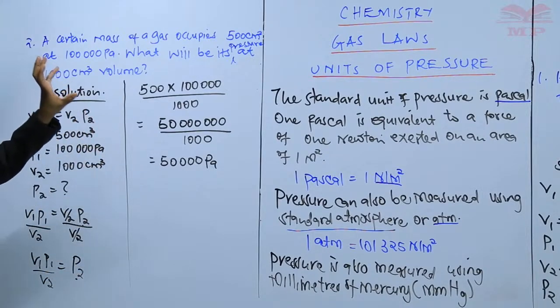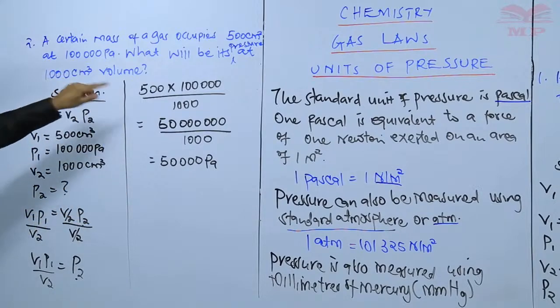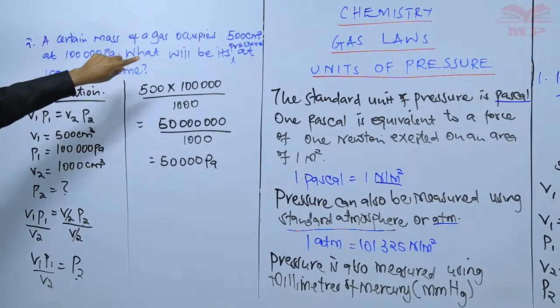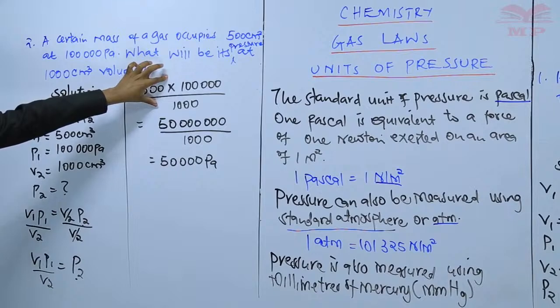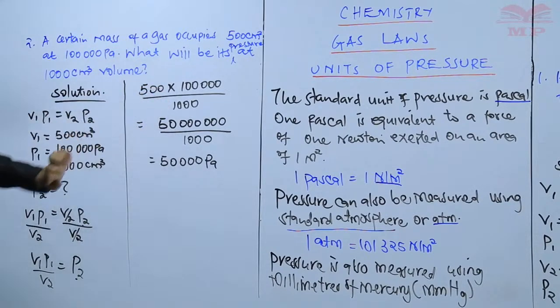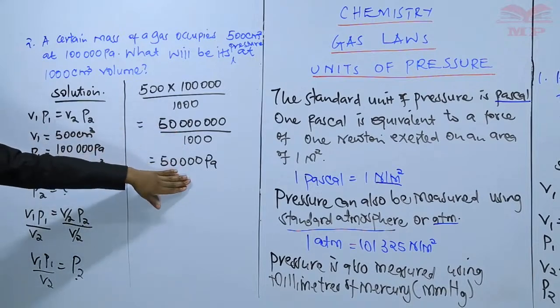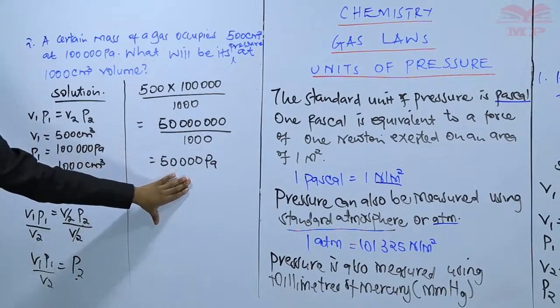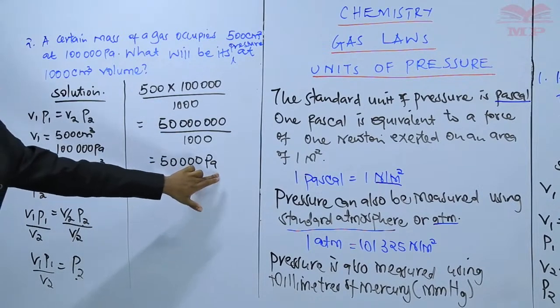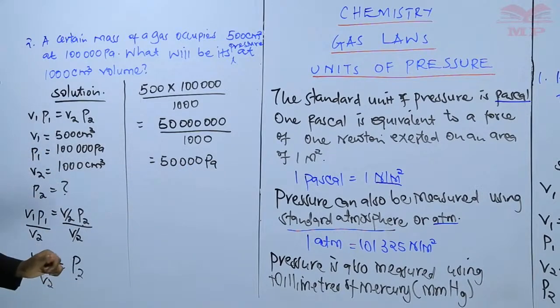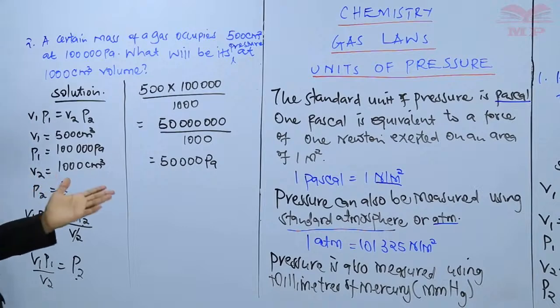And you now do the substitution. V1 is 500 centimeters cubed. Then you multiply by P1, which is 100,000 pascals. Then you divide by 1,000, which is the V2, and you'll get 50 million divided by 1,000. Then you'll get 50,000 pascals. Again, the units are so important, you need to include them at the end of the calculation. So that is the end of our lesson.